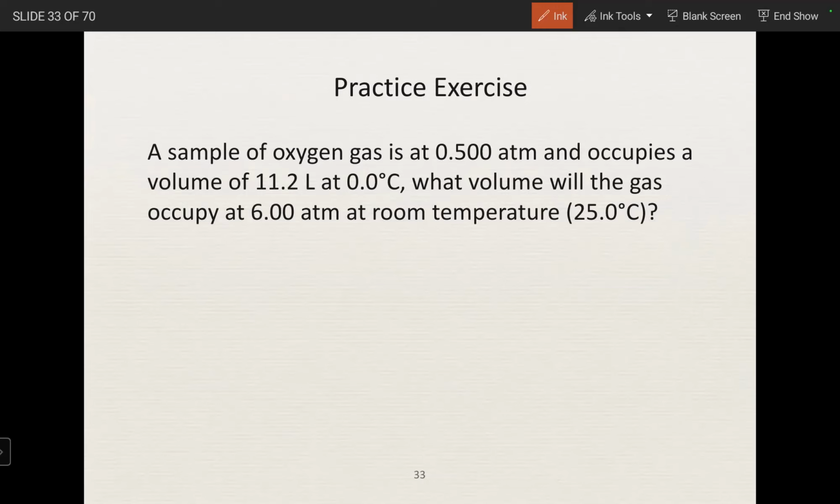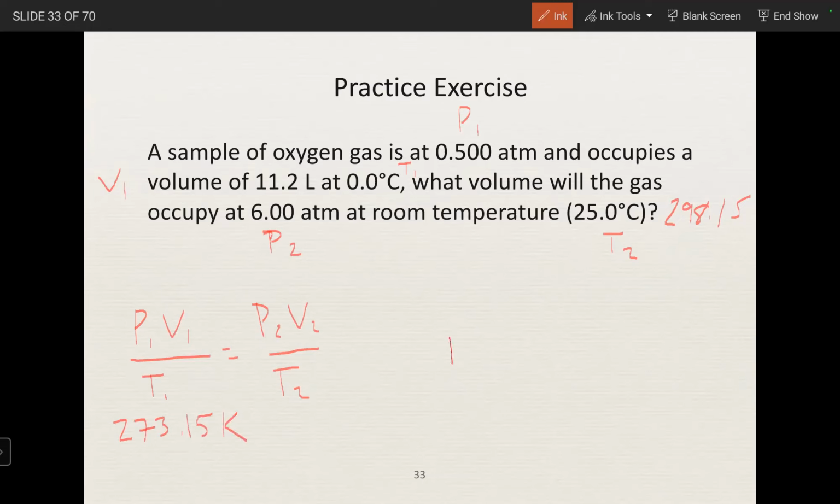But for this one, we're given the initial pressure, so P1, V1, and then T1. And then in the second piece of it, we're given T2 and P2. So we want to find V2. So when we plug it in, we'll have P1 V1 over T1, and then do the same thing on the opposite side. But again, just remember, with these temperatures, we got to change them to Kelvin. So T2 will be 298.15. T1 will be 273.15 since it's just 0 degrees Celsius.